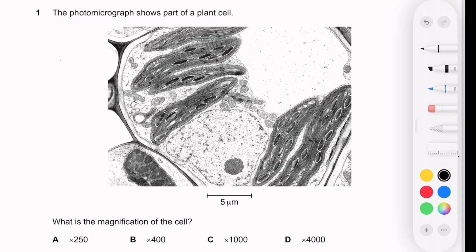So for question number 1, the photomicrograph shows part of a plant cell. What's the magnification of the cell? Now I will not be able to do this on the iPad over here, but what I can do is just explain to you the steps.